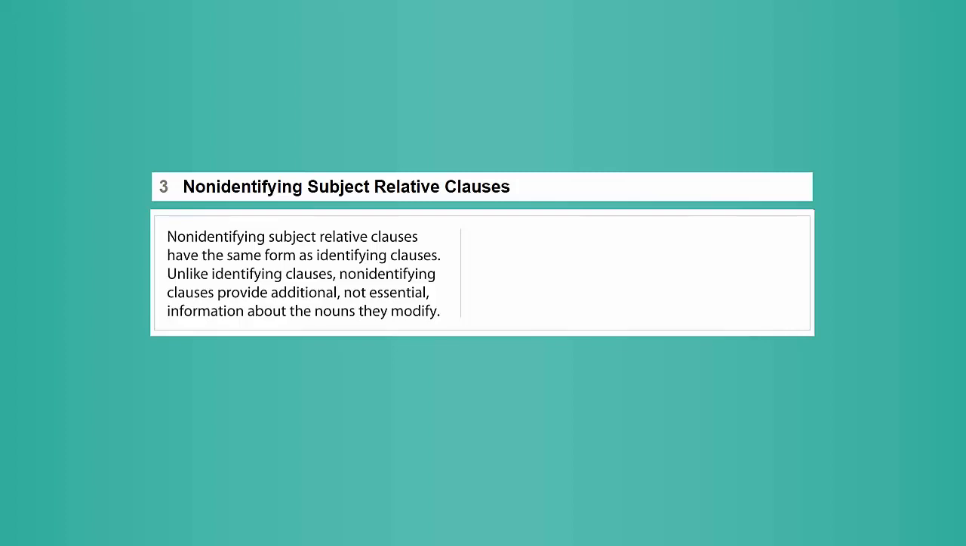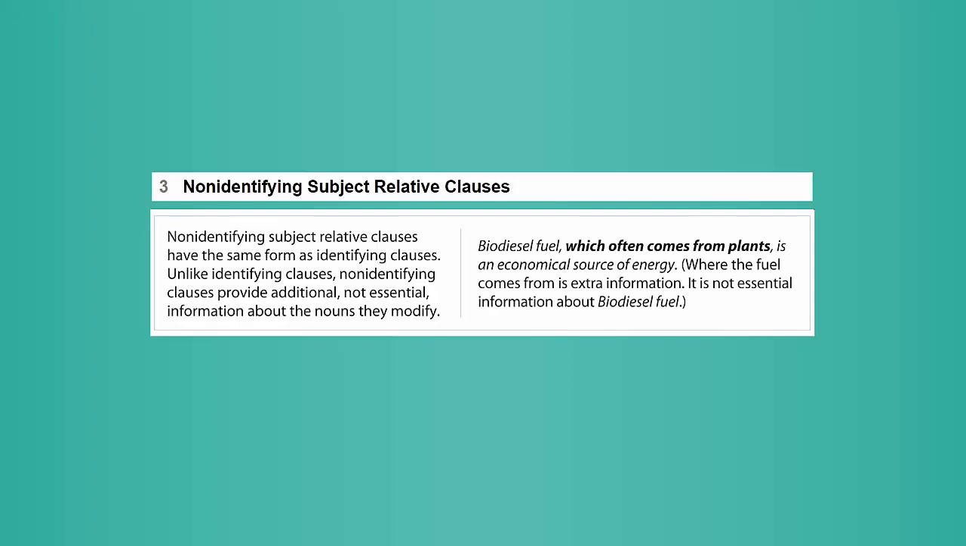Non-identifying subject relative clauses have the same form as identifying clauses. Unlike identifying clauses, non-identifying clauses provide additional or non-essential information about the nouns they modify. Remember that the information is just additional and non-essential. For example, biodiesel fuel, which often comes from plants, is an economical source of energy. Where the fuel comes from is extra information. It is not essential information about biodiesel fuel.